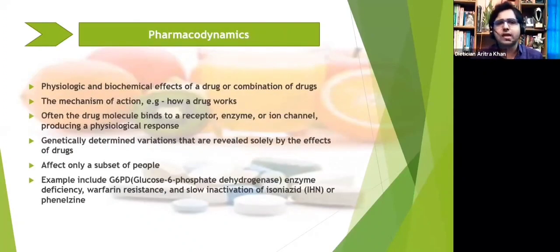What is pharmacodynamics? The physiological and biochemical effects of a drug or combination of drugs. The mechanism of action, how a drug works, is so important. Often the drug molecule binds to a receptor, enzyme or ion channel, producing a physiological response. I put in an example a couple of minutes back, the iron. The same thing when the doctor prescribes ARB. What is ARB? Angiotensin receptor blocker.